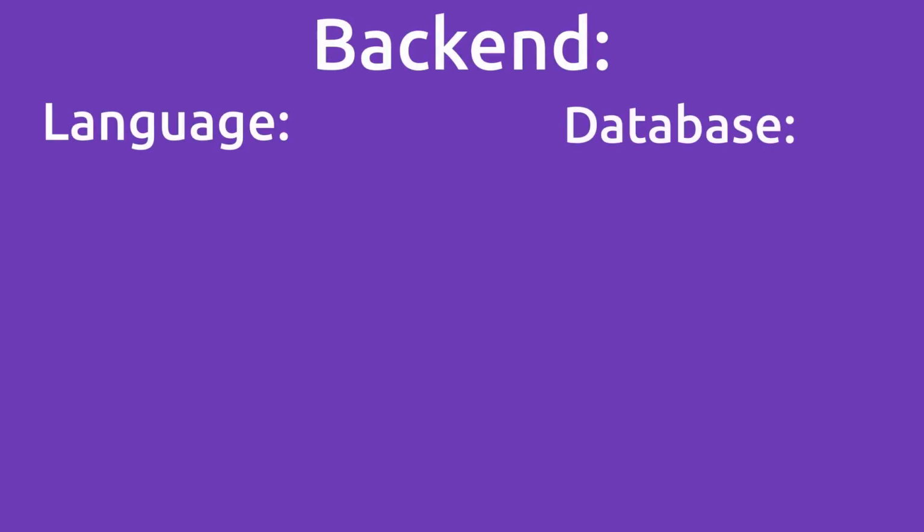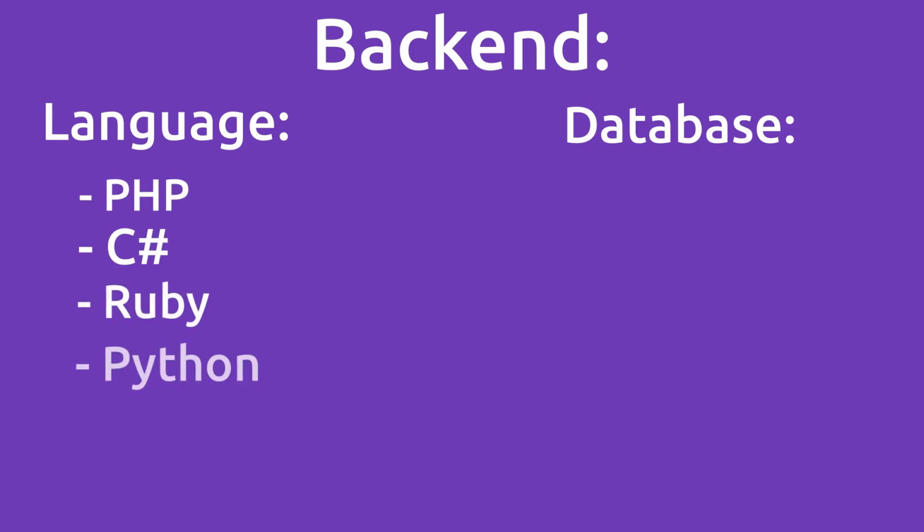Backend technologies can be divided to language and database. In both of them, choose only one. Examples of backend programming language are PHP, C#, Ruby, Python, and Node.js. Yes, in Node.js we are using JavaScript, but Node.js is runtime for JavaScript. It allows you to execute JS out of browser.